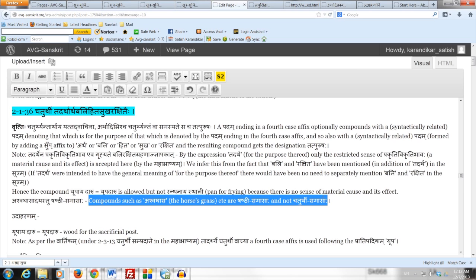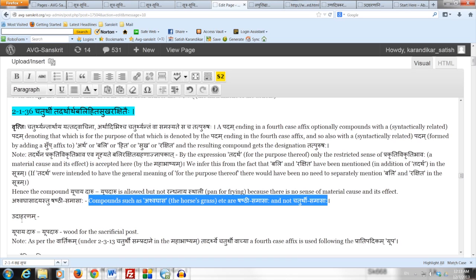So in short, if we mean Ashvaya Ghasaha, then we cannot compound. If we say Ashvasya Ghasaha, then we can compound. So the Vivaksha, the intended meaning in Ashwaghasaha is not Ashvaya Ghasaha, but Ashvasya Ghasaha. So yes, the compound Ashwaghasaha is seen, but it is not formed using this Sutram 2136.